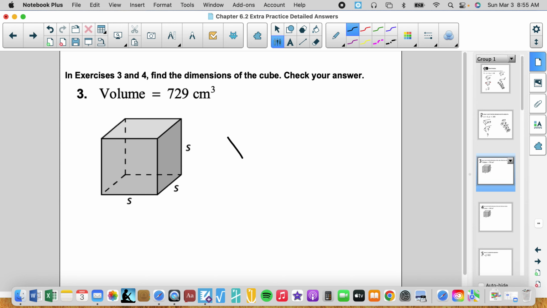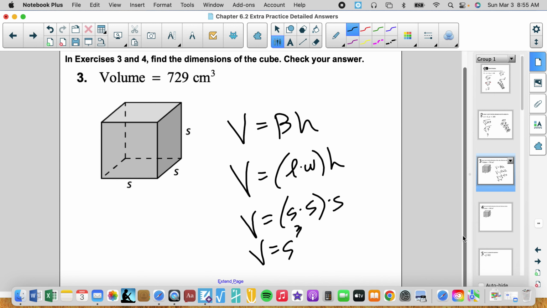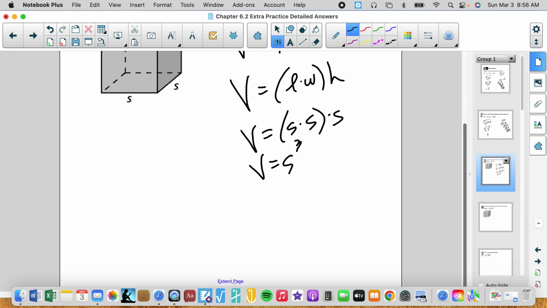So volume equals big B times H. It's a cube, so the base shape is length times width times height. So that equals S times S times S, or S cubed. And we know that the volume of a cube is always going to be S cubed. So if the volume equals 729, what's going to get rid of a cube is a cube root. So we'll take the cube root to get that.